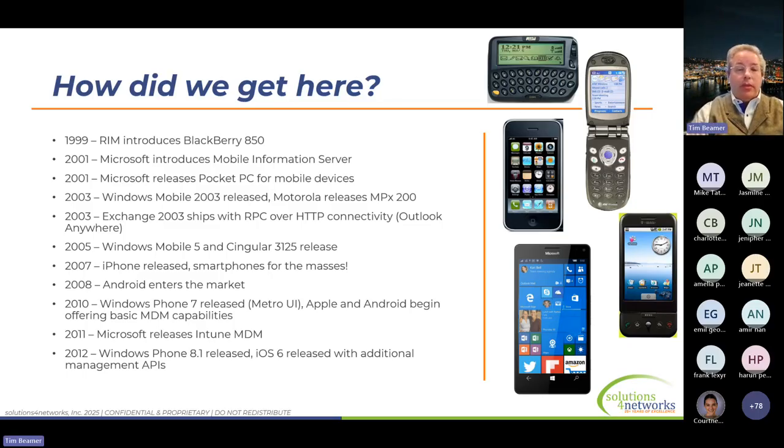In 2003, Motorola released a device called the MPX 200, and it ran a new operating system called Windows Mobile 2003. So now we have the first Windows Mobile operating system.